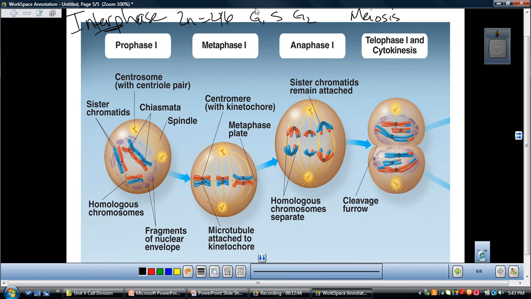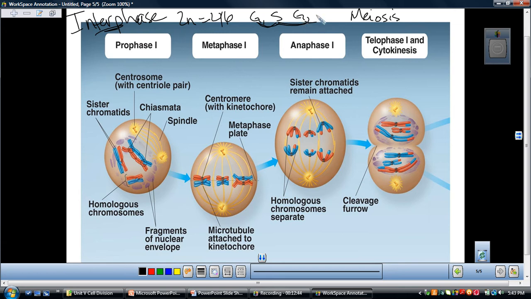G1 is normal growth, like replacing organelles, cell respiration, photosynthesis, listen to me, cell respiration and protein synthesis, and then it switches into S, and it's going to double the DNA. So we're going to actually double the DNA, then we move into G2, and in G2, we double all the organelles, we double the centrosomes with the centrioles.